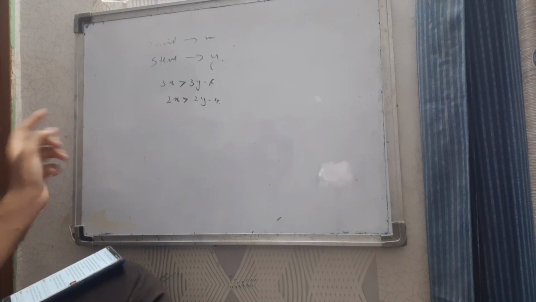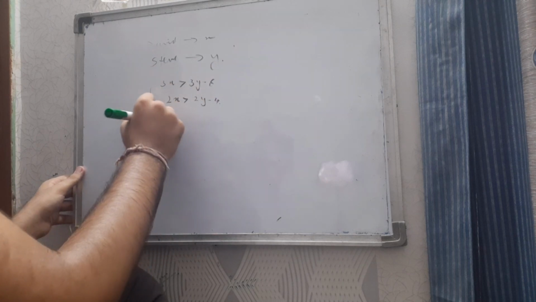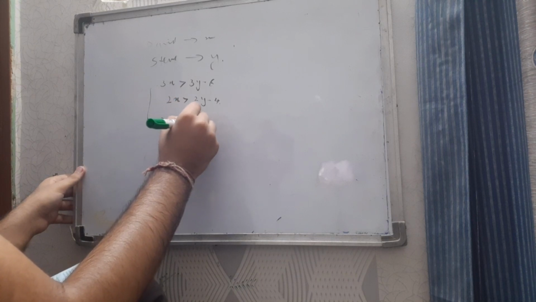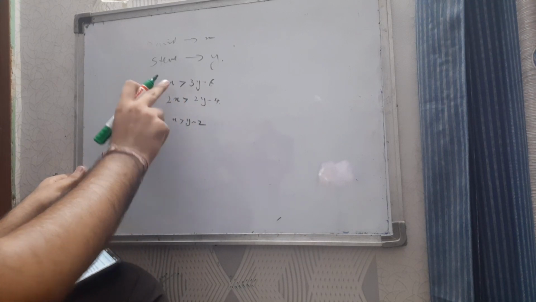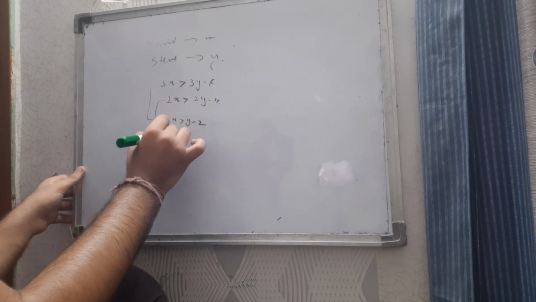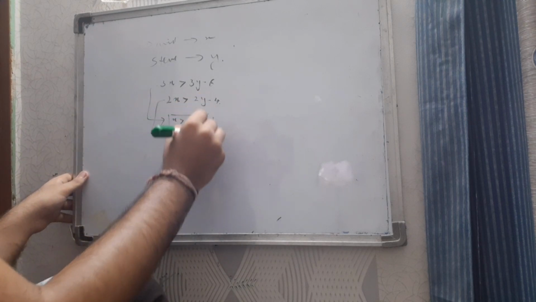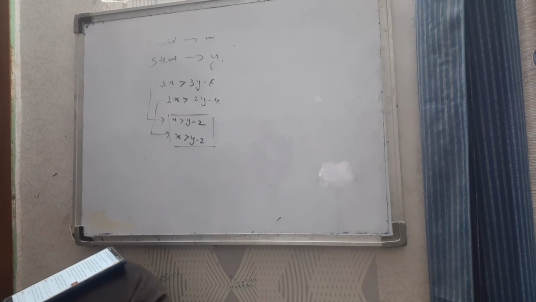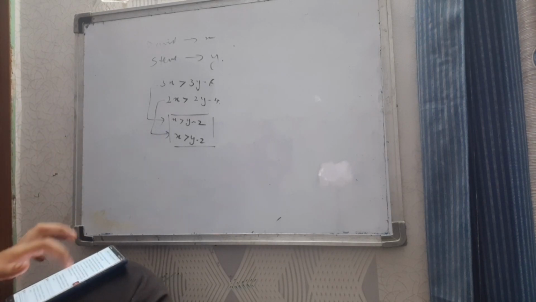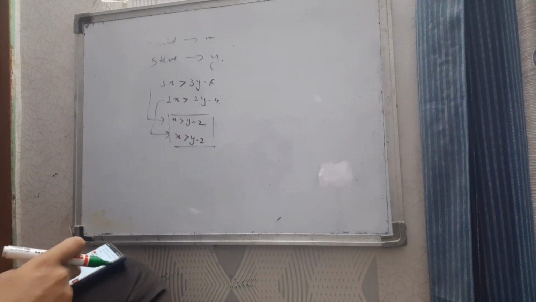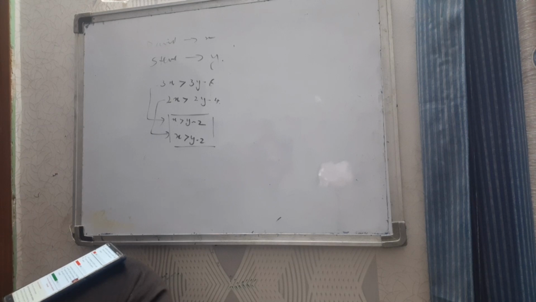But if we look at one thing, if we solve it further by dividing both sides by 3, we get x greater than y minus 2. And here if we divide both sides by 2, we get x greater than y minus 2. Both of these are the same inequalities. Having only one inequality, how can we solve this question? So the answer would be, statements 1 and 2 together are not sufficient to answer the question asked, and additional data needs to be specified. So let's move on to the next question.